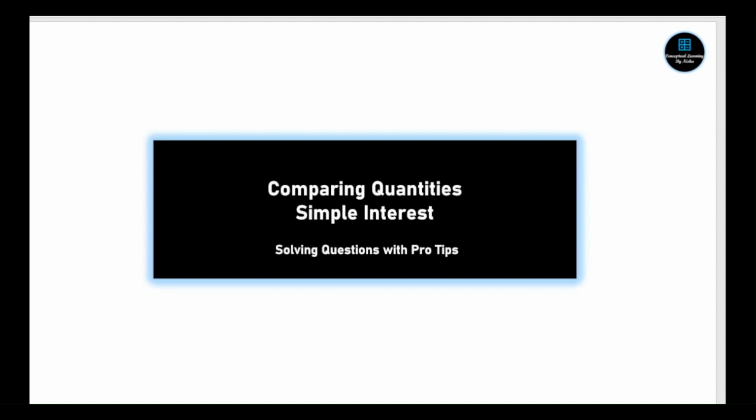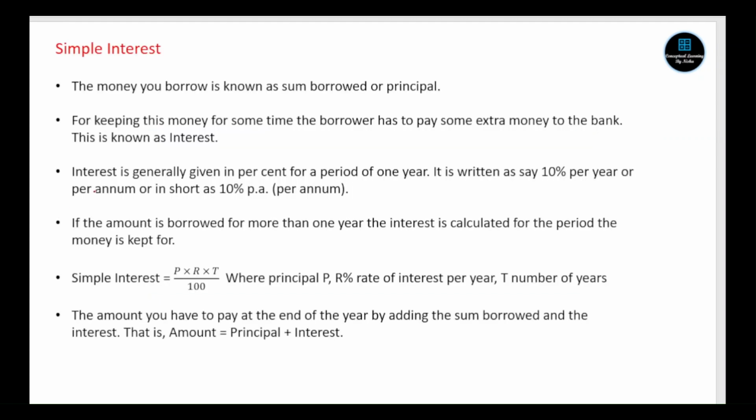Now what do you mean by simple interest? See, you are borrowing some money from a bank or maybe from your friend. That money is called the borrowed money, or borrowed sum, or principal value. Now if you are using someone else's money, you have to pay extra money for that particular time you are borrowing. So that extra money is called the interest on that money.